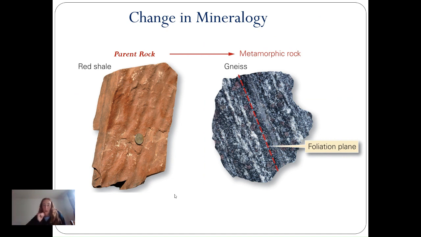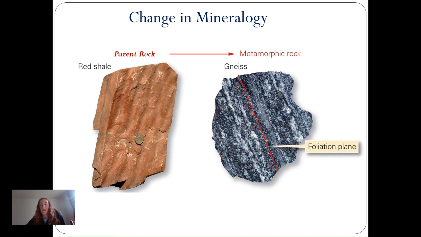So how does this happen? You can get either one of two things. You can get a change in the minerals in that rock. You can start with something we call the parent rock, so that's the original rock that existed. This is shale. Shale is made of mud, as we talked about in sedimentary rocks. Let's say you metamorphose shale. Shale can turn into a rock that we call gneiss. And what will happen is that the minerals change.